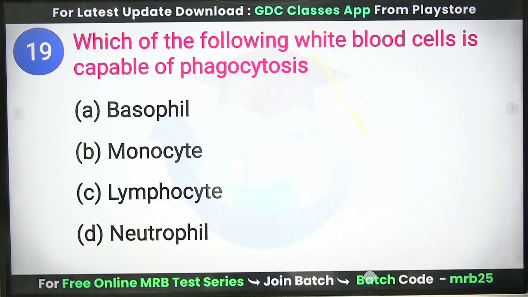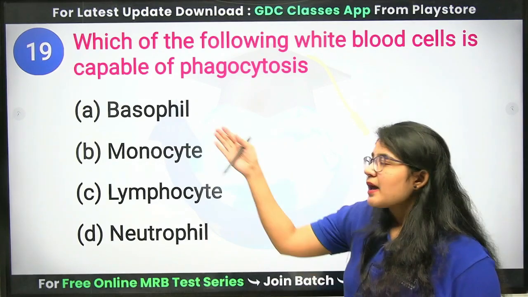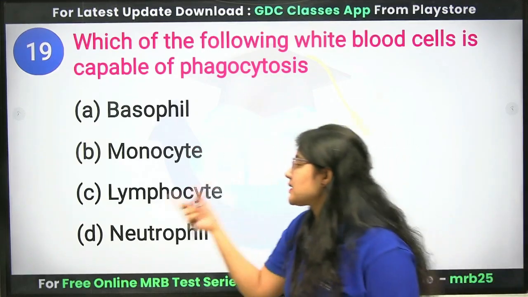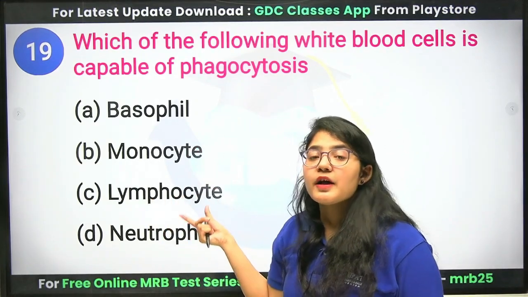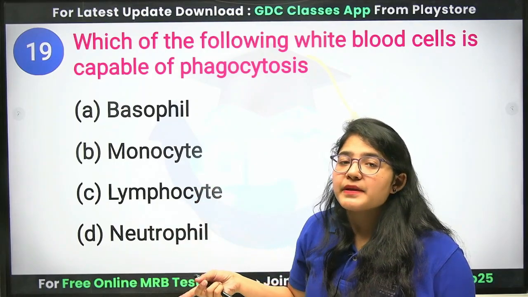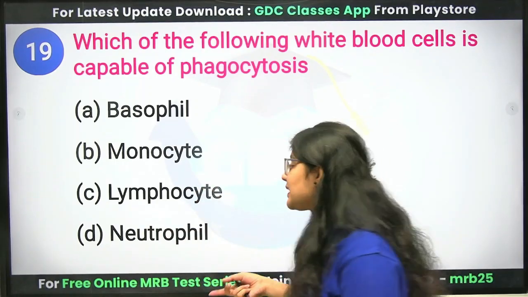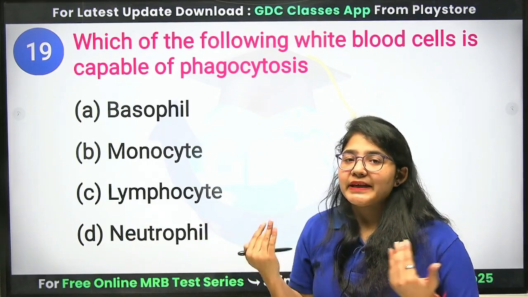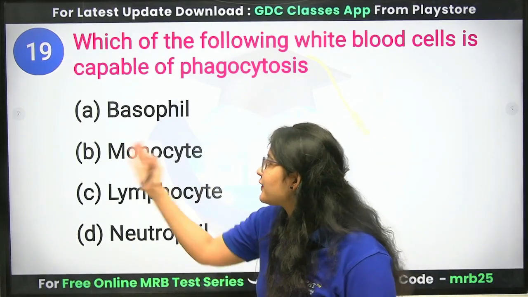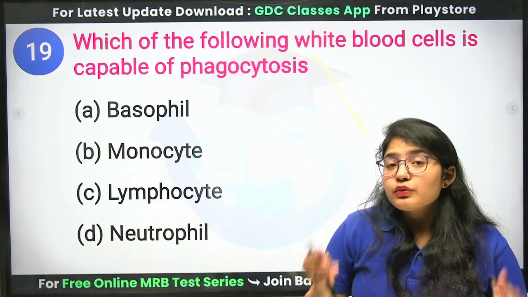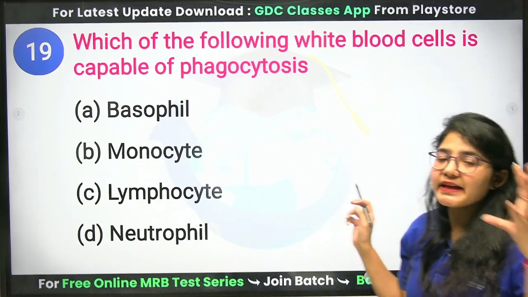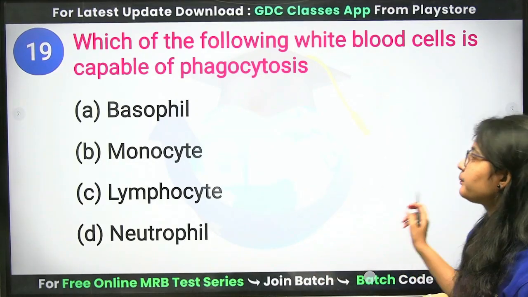Next question. Which of the following white blood cells is capable of phagocytosis? Basophil and eosinophil are responsible for allergic conditions. Lymphocyte is responsible for your immune system, that means it will produce T cells and B cells. Neutrophil is responsible for killing bacteria, viruses and fungi. We are left with monocyte, and monocyte is responsible for phagocytosis. Clear? That means the engulfing of dead cells.